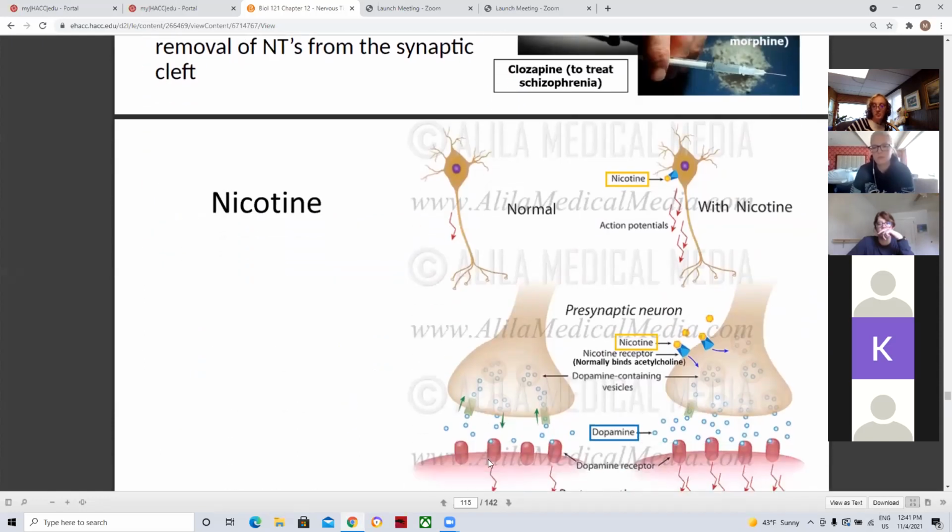For example, nicotine, probably the most addictive legal drug that's available on the market right now, works on acetylcholine receptors. It's similar in its structure to acetylcholine, and for that reason, it binds acetylcholine receptors.